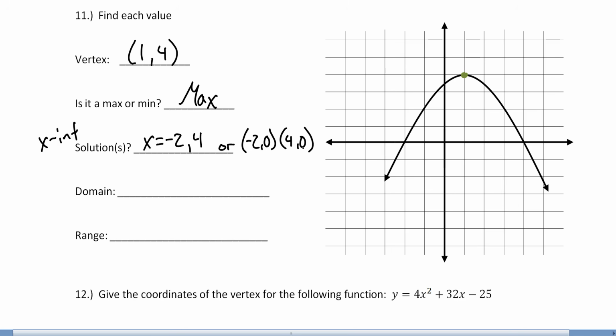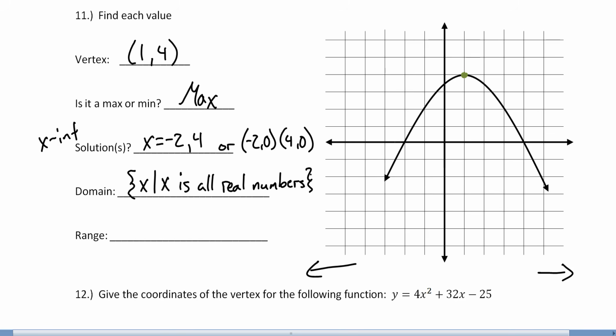The domain, this is kind of an old school type of question, but when you go from left to right, the function goes to the left forever. It also goes to the right forever, which means all the x values are covered. So I would say the domain is x such that x is all real numbers. You can write all real numbers or use the symbol for all real numbers and then close it out.